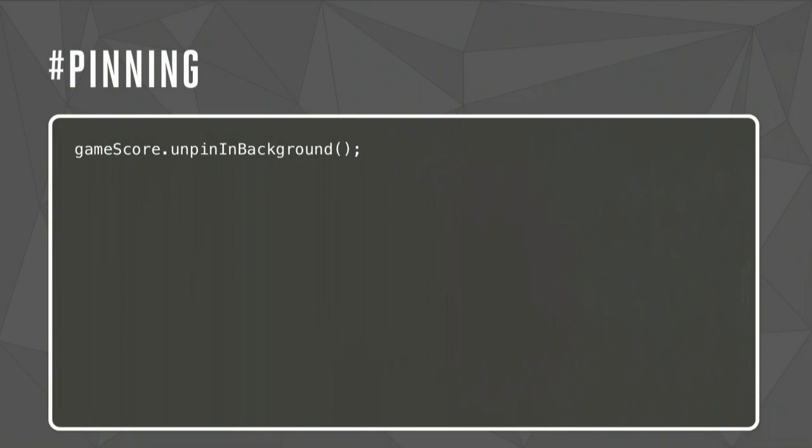Then, when you're through with an object, not surprisingly, all you have to do is say unpinInBackground. And what that does is it tells the local data store, I no longer care about this object being available on the device. You're free to remove it at any time. So that's pretty much all there is to the local data store API.